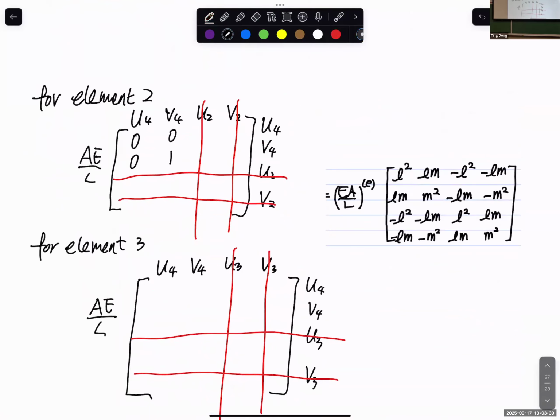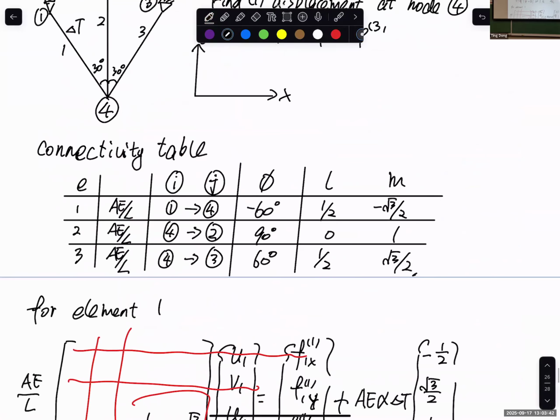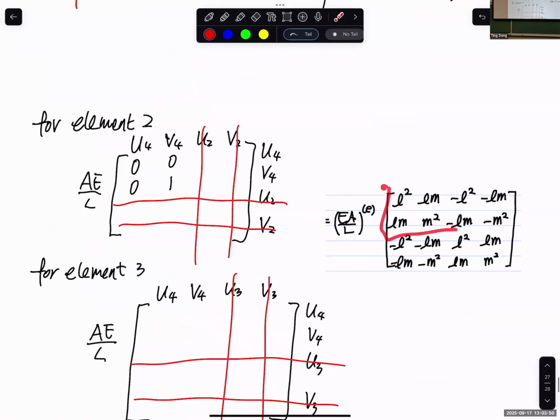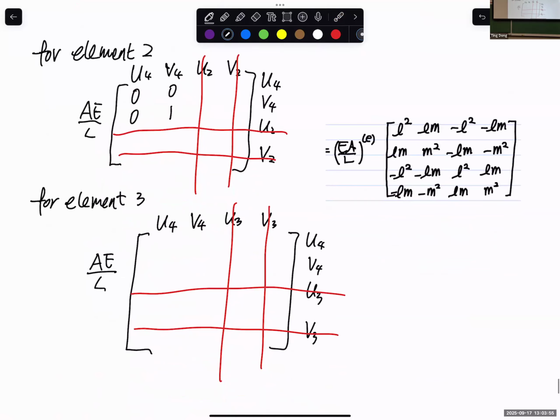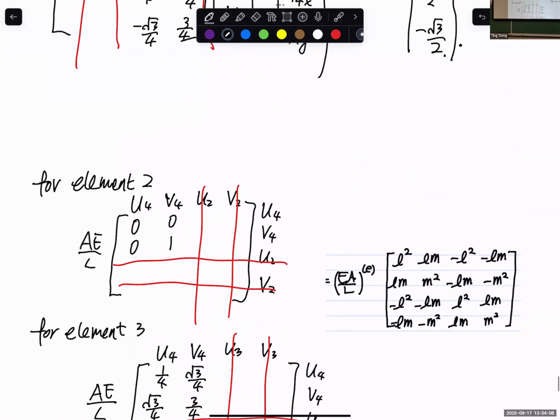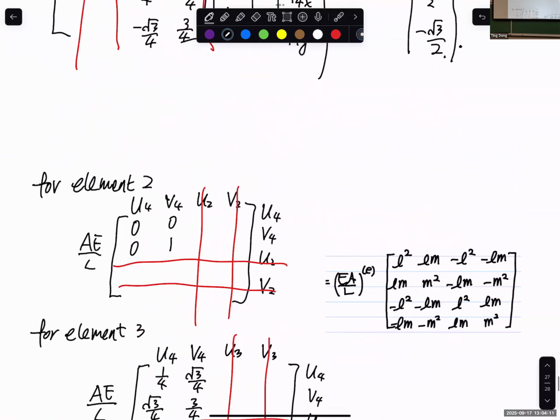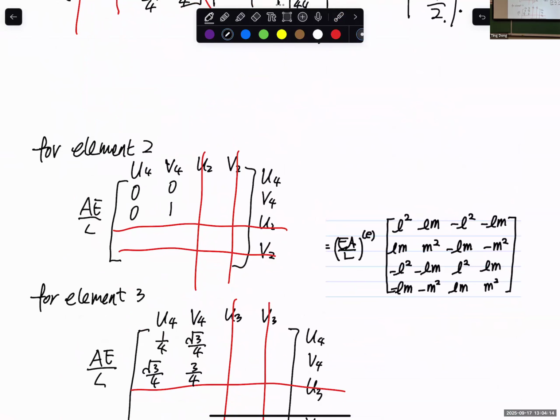So we now just need to plug in the corresponding L and M for element 3, right? We just plug in these 2 numbers. And again, it should be these 4 components. So it becomes all positive. Yes, all positive. Any question here?